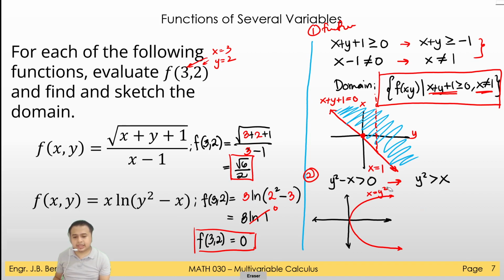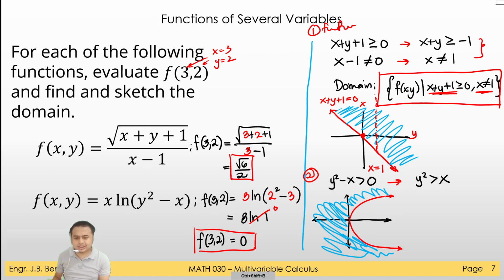So y squared should be greater than x. The best way to do this is to try values of x and y. So if your x is equal to, let's say... how do I explain that? So your y here should be greater than x, no?